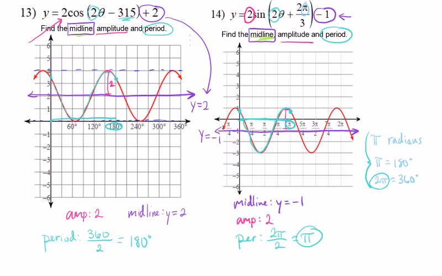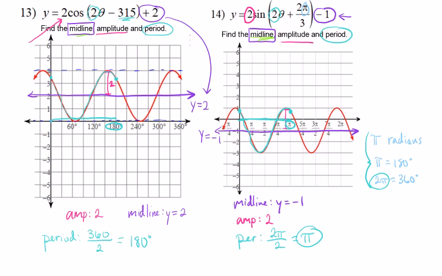All right, so a couple of different ways to do the same thing, either by being given the graph or by being given the function, and we did it with degrees on number 13, and we did it with radians on number 14. So keep working hard. Let me know if you have any questions on this.